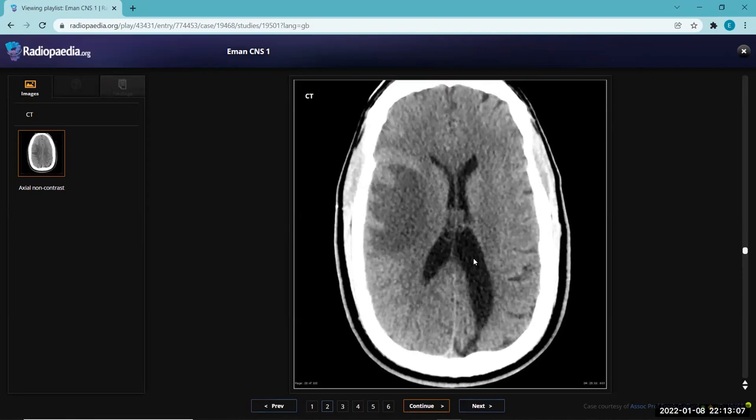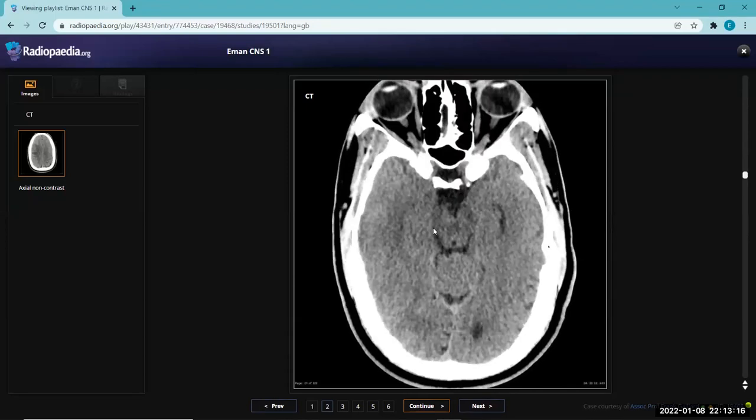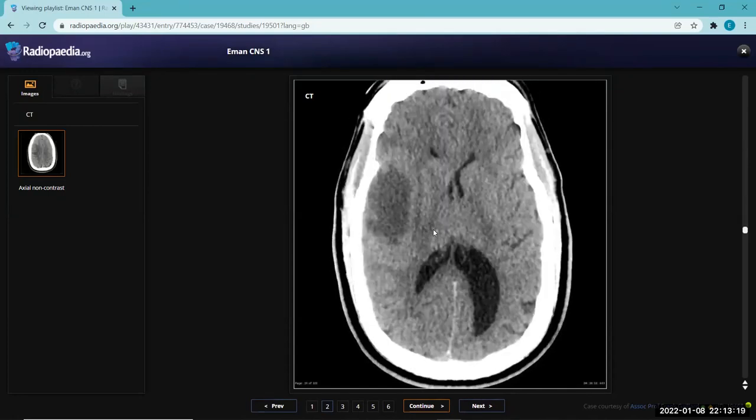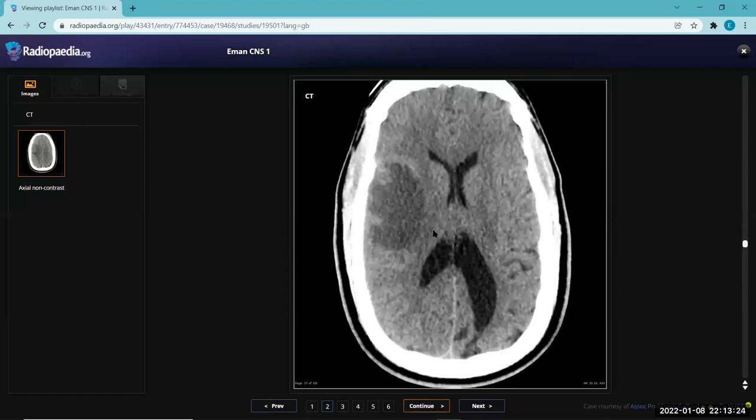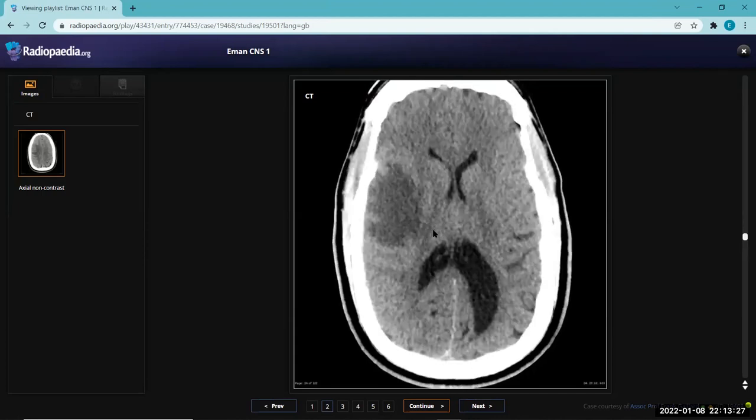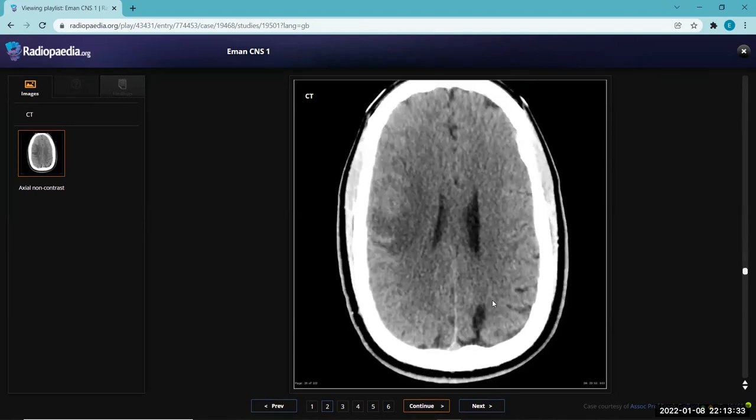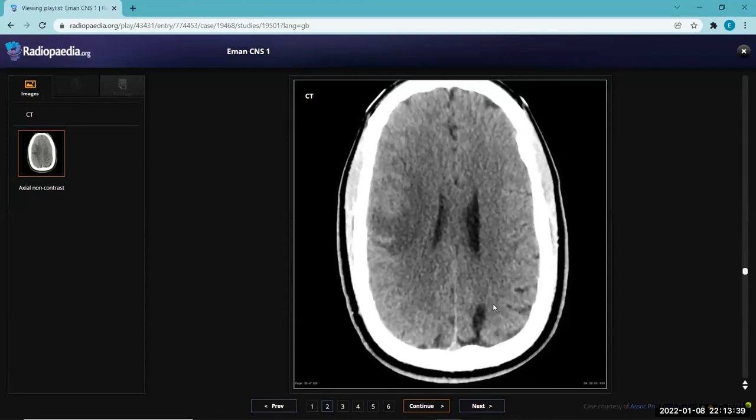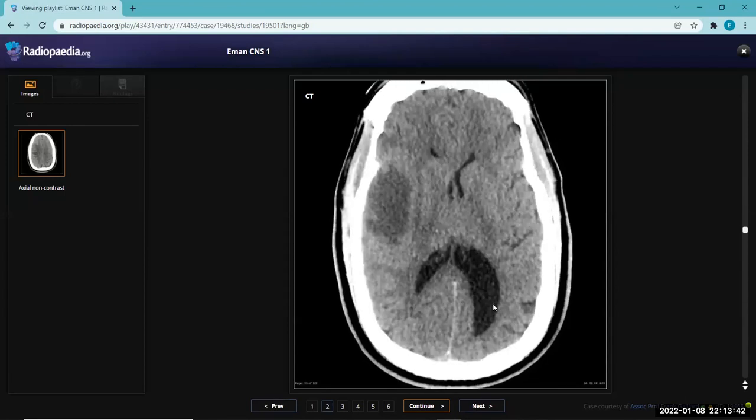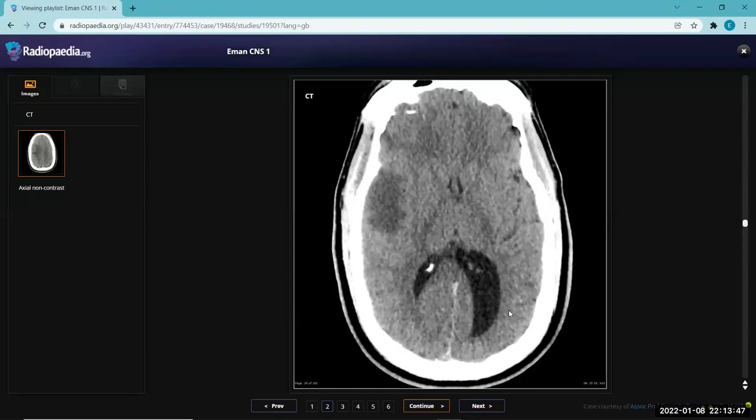And it is showing some thickening around it. I'm looking for any mass effect. There is mass effect, and also I can see the posterior horn is relatively prominent. Ignore the left one because there is a previous insult on the left occipital region, with encephalomalacia and posterior dilatation of the left-sided posterior horn.